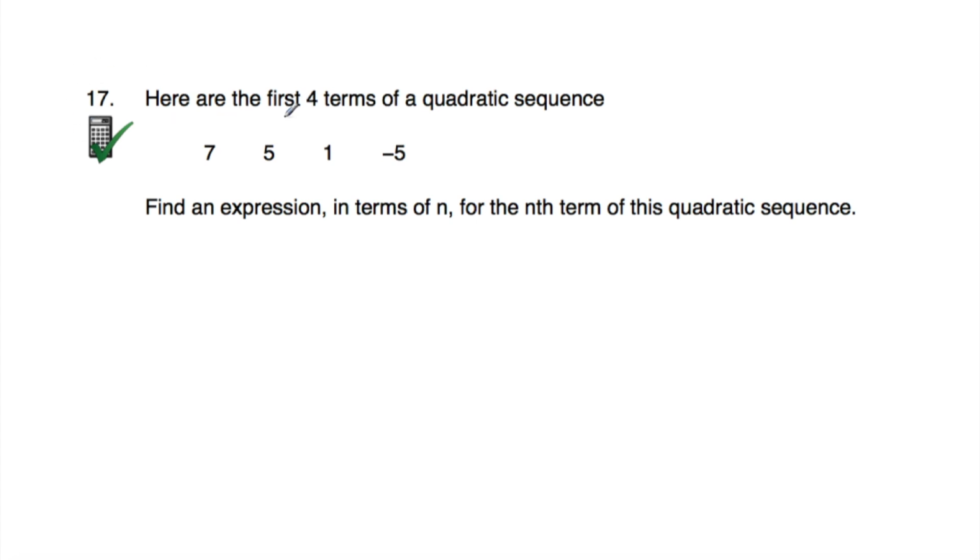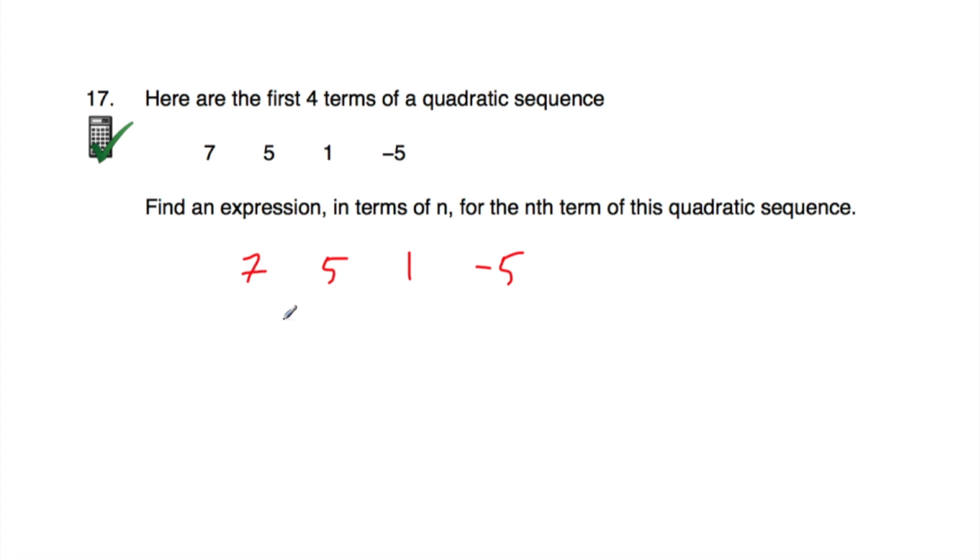So question number 17, we've been given the first four terms of a quadratic sequence, and they are 7, 5, 1, and minus 5. We've been asked to find, in terms of n, the nth term of the quadratic sequence. So let's write the sequence down. We've got 7, 5, 1, and minus 5. And let's find our first differences.